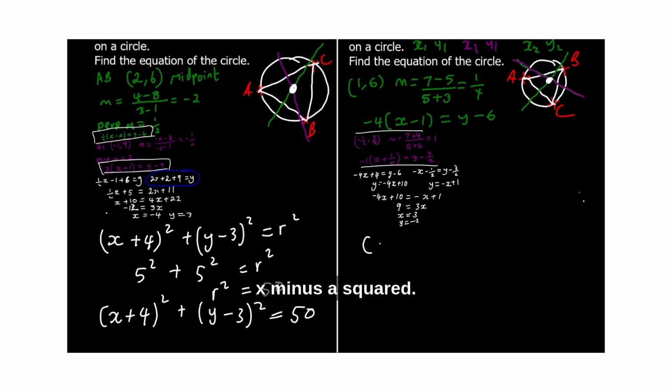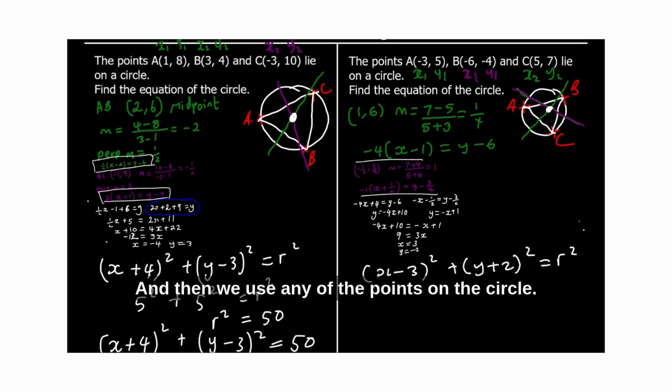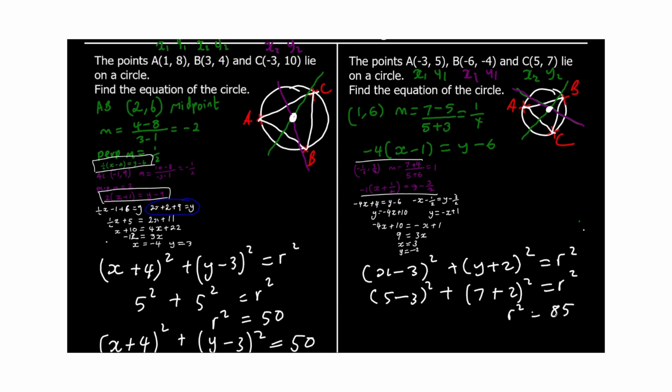So we have x minus a squared plus y minus b squared equals the radius squared. And then we use any of the points on the circle. So let's use 5, 7. So 5 take away 3 squared plus 7 plus 2 squared is the radius squared. So that's 4 and 81. R squared is 85. So the equation of the circle, x minus 3 squared plus y plus 2 squared equals 85.